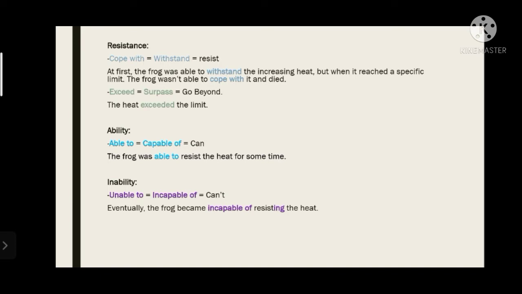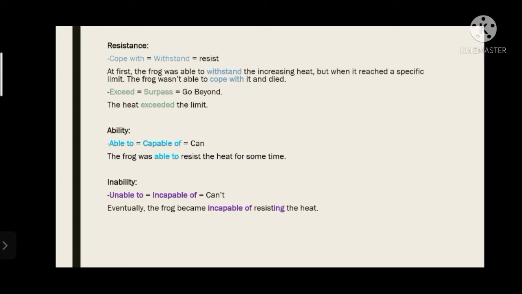The ability, we use three phrases. Two of them are the major thing. ثلاثة اتنين منهم هما الأساسيين. Able to and capable of. Able to, capable of, and can all mean the same thing. للمقدرة على يستطيع. So the sentence we have here is: Frog was able to resist the heat for some time. الضفدع كان قادر إن هو يقاوم الحرارة لوقت محدد. Okay, so here we have able to, capable of, and can.